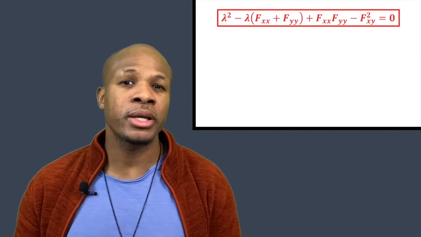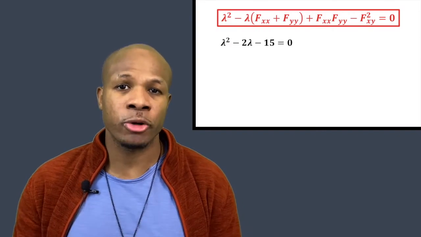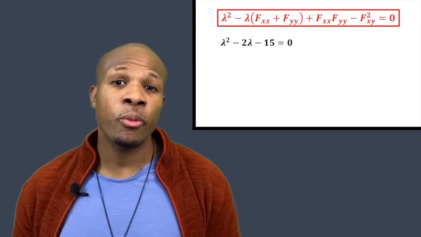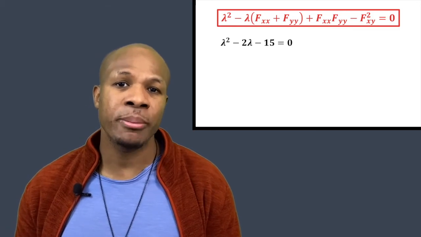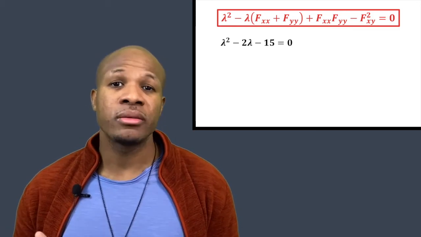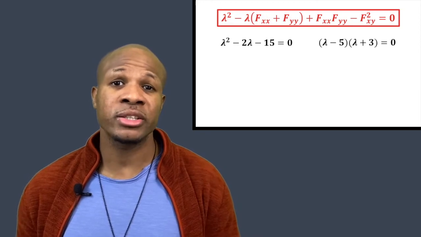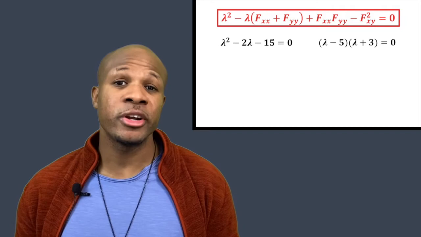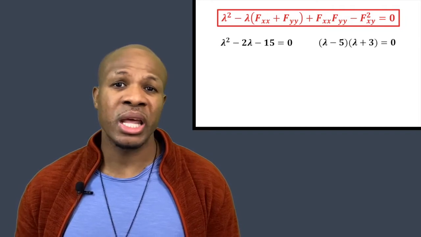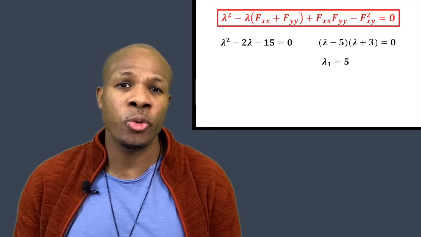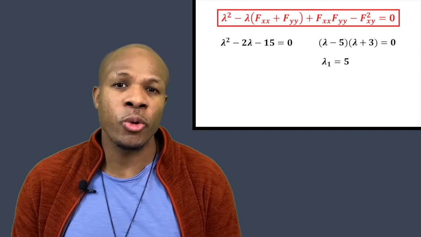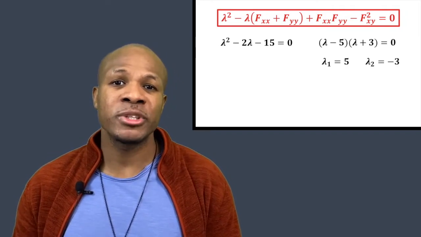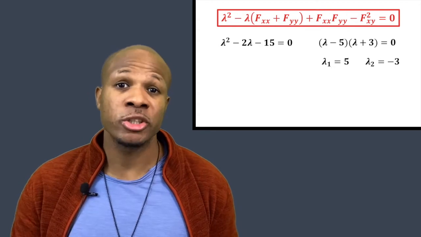So we just go ahead and plug in our second order derivatives to see what the quadratic equation looks like. And when we do that, we get lambda squared minus 2 lambda minus 15 equals 0. We can go ahead and factor this polynomial, and it factors into lambda minus 5 times lambda plus 3 equals 0. And therefore, our eigenvalues are going to be lambda 1, and it doesn't matter which one you call lambda 1 or lambda 2. We're going to call lambda 1 equals 5, and lambda 2 is going to be equal to negative 3. So these are the eigenvalues.